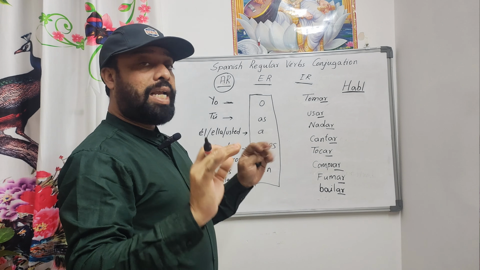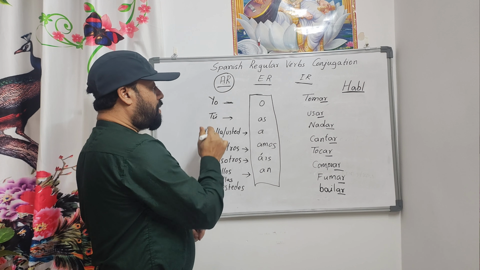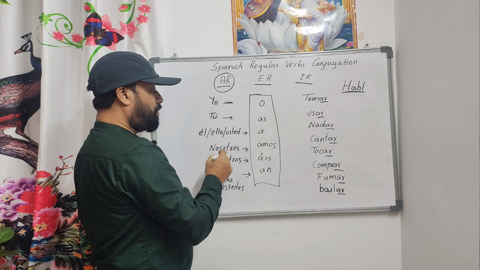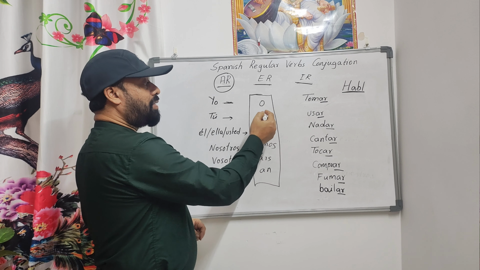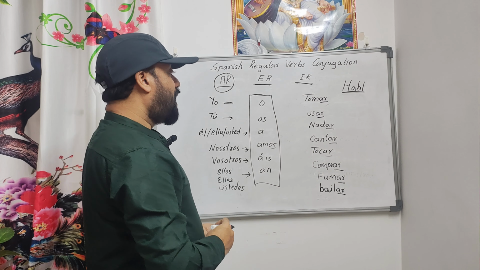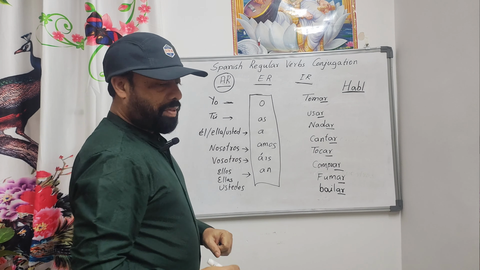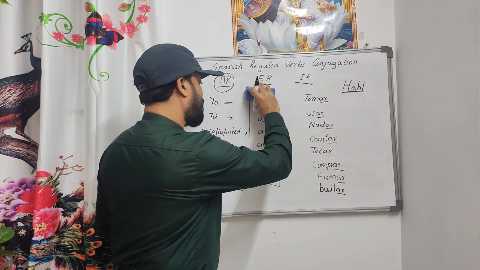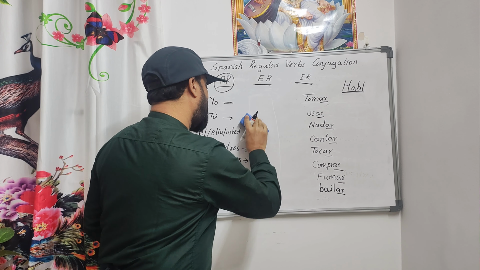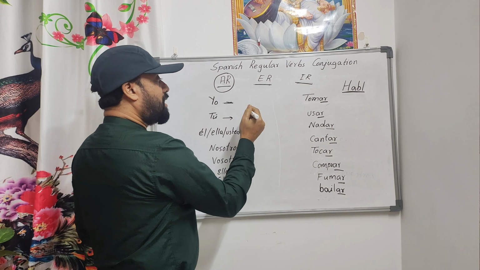Okay, we now have HABL. So how many subject pronouns do we have? Personal pronouns we have 1, 2, 3, 4, 5, 6. Here also you have 1, 2, 3, 4, 5, 6. Right? Now I'm going to write as per these subject pronouns. And here I'm going to write HABL.